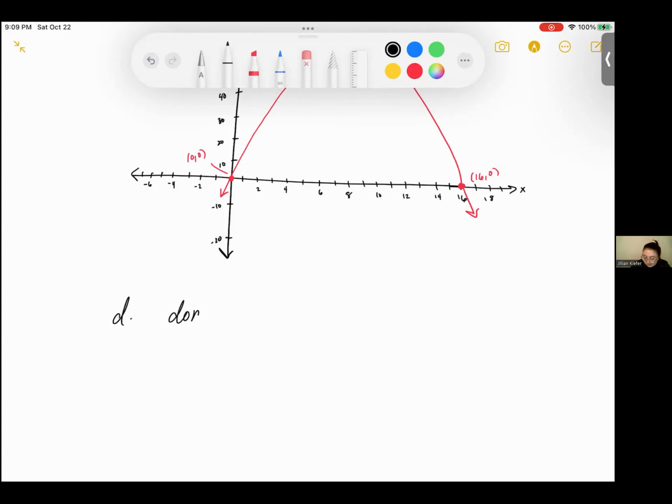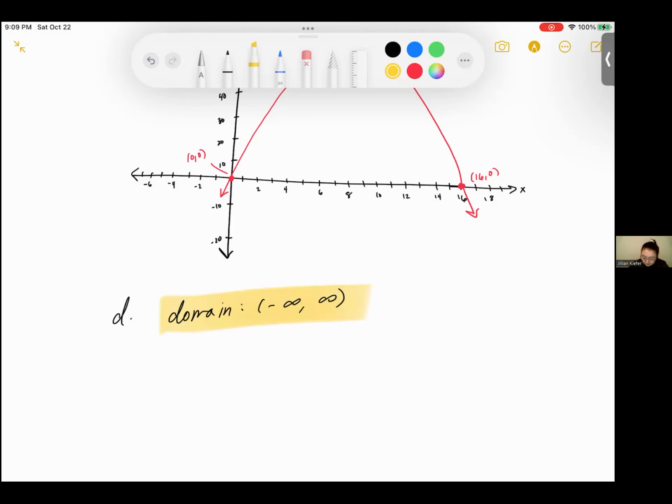So domain, when it comes to functions like these, is very easy. The domain of any polynomial, meaning that no fractions, no fraction bars, no square roots or anything like that, is just negative infinity to infinity. So when it comes to quadratic functions like this, domain is very straightforward, negative infinity to infinity every time.